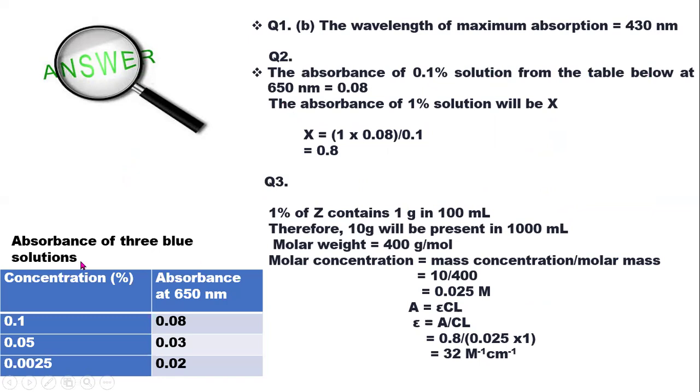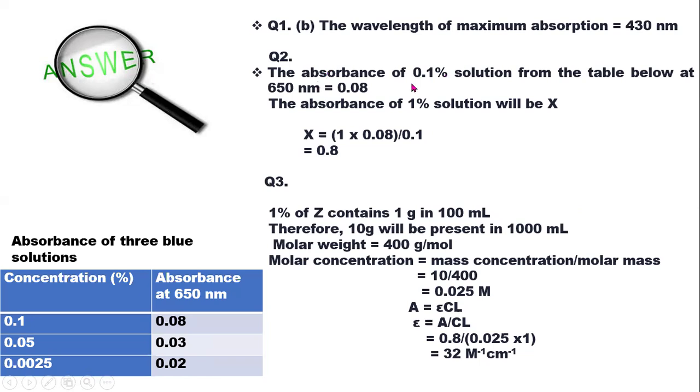For question 2, we said that the absorbance of the 0.1% solution from the table below, you were given absorbance. Look at this table. You are given a blue solution of 3 different concentrations: 0.1, 0.05, 0.0025, and you have measured the absorbance at 650 nanometer. You remember? The highest concentration here is 0.1. So you take the absorbance of that 0.1 and do the calculation for this question.